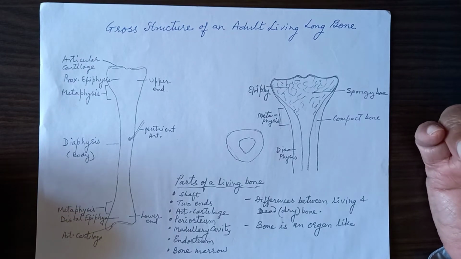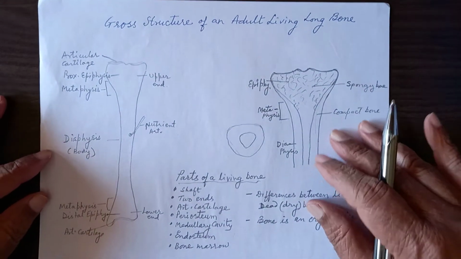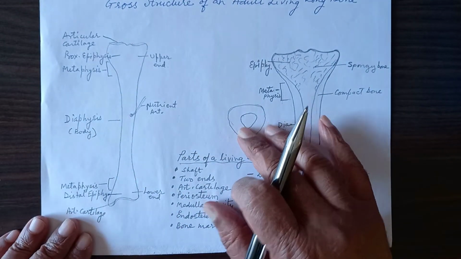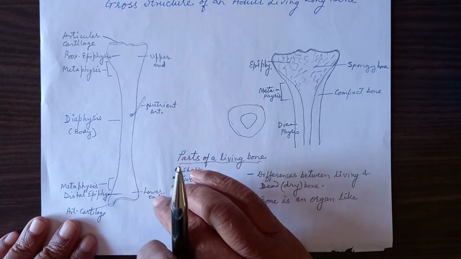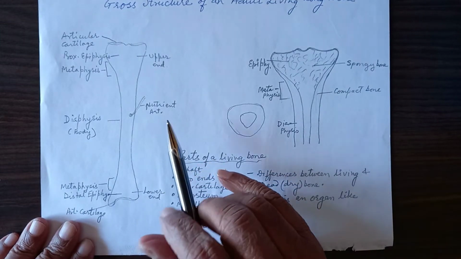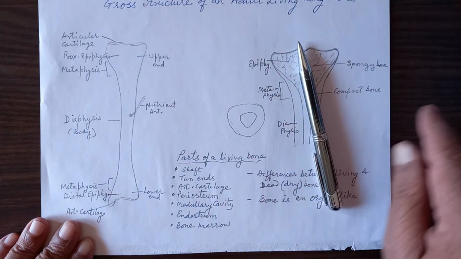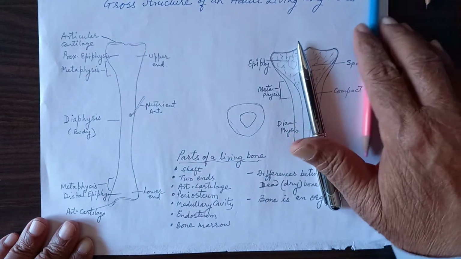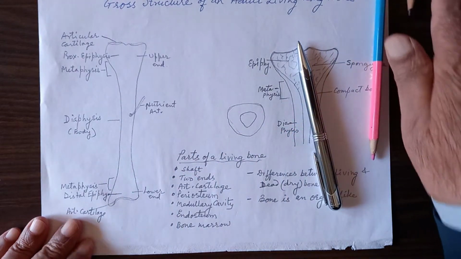Now if you see the structure of a typical long bone, we are just dealing with a long bone which we get in our limbs, upper limb or the lower limb, okay. It is made up of two parts. A part is called the body. This is the body of a living bone.